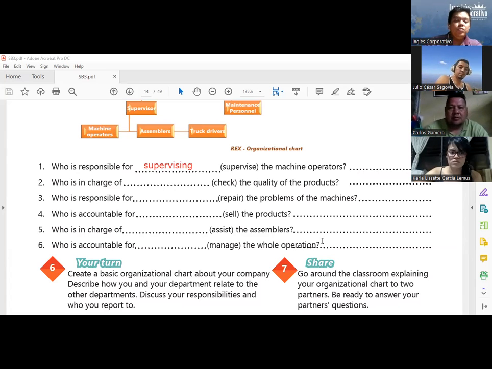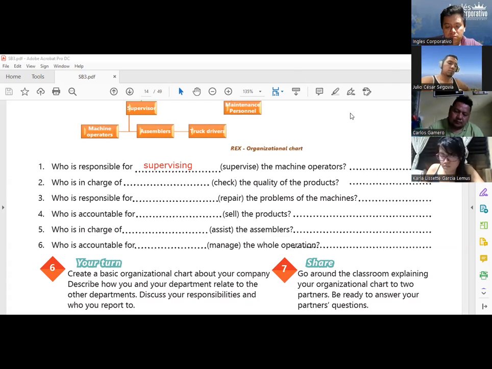Okay, cool. Y así sucesivamente vamos a hacer con las demás preguntas, okay? This is just asking questions about who is in charge or who is responsible or accountable for an action, okay? Cool. Vamos a dar un par de minutos para que puedan terminar de completar estas preguntas, okay? Y luego vamos a discutir un poco sobre las respuestas, okay? Let's go over that. And let me know when you finish. Open up the PDF so you can see the organizational chart, and we can do this activity, okay? Just let me know when you finish, okay?